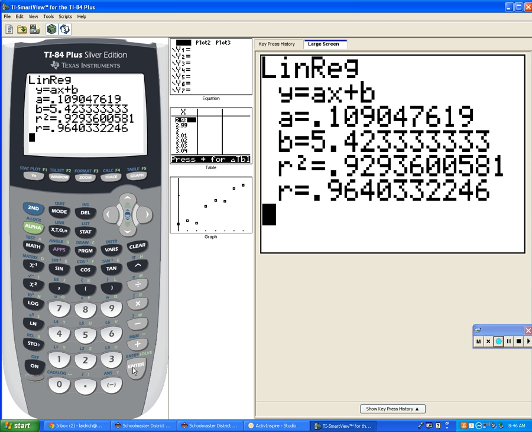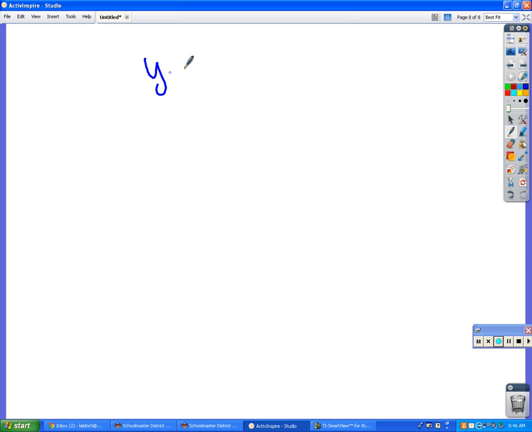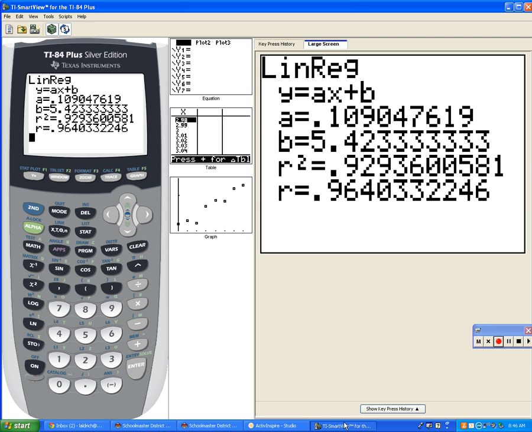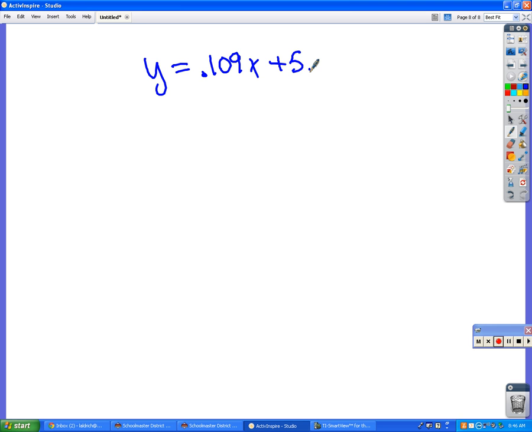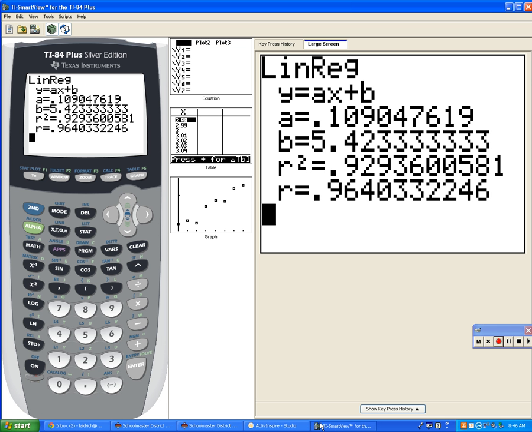So your answer to the regression equation is y equals 0.109x plus 4.542. I got the same one for the x, but I got a different one for the constant. Did I enter something in wrong? You might have just missed something. You started at 0.